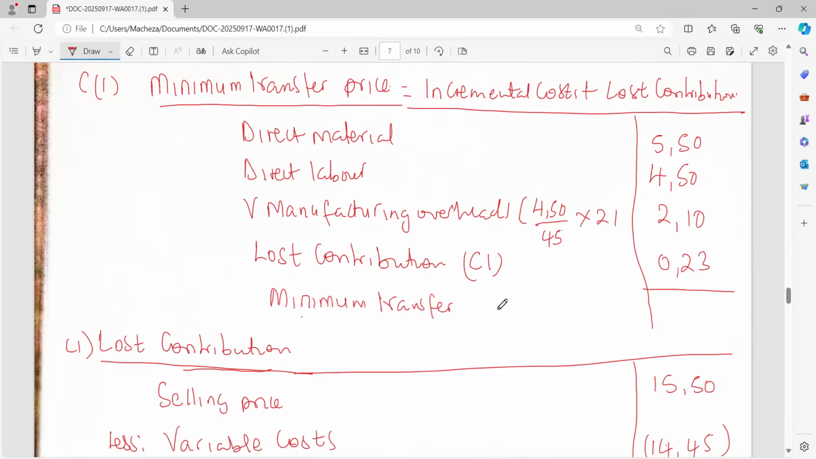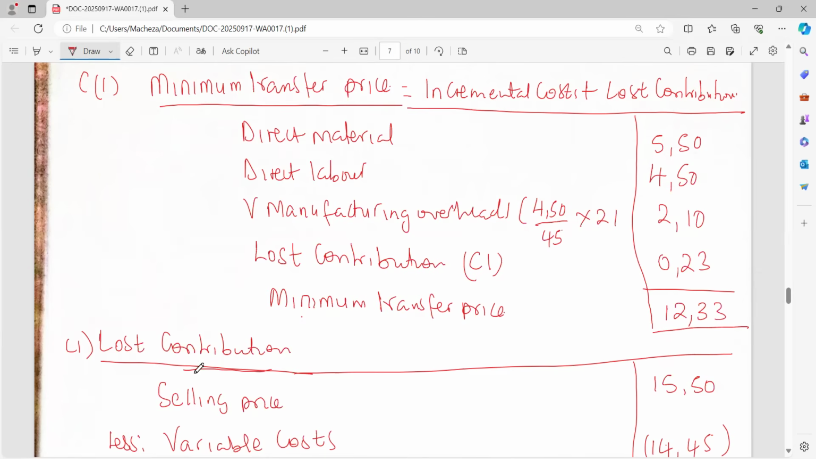So which means we are going to add this to get our minimum transfer price. It's 12 rand 33 cents. 12 rand 33. Like this. Yes. So this is going to be our minimum transfer price.